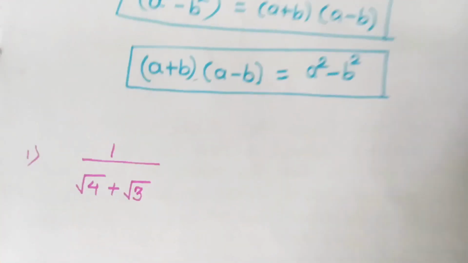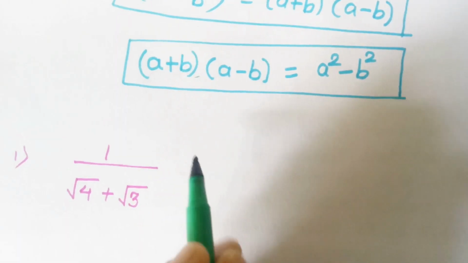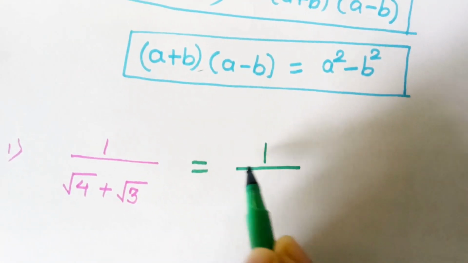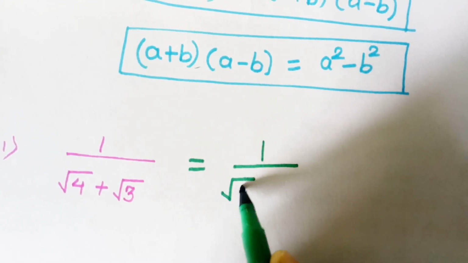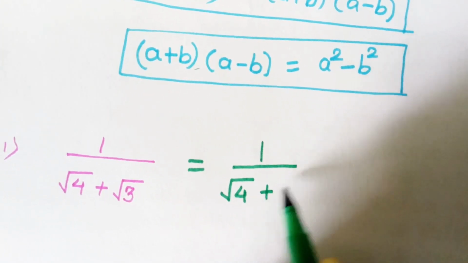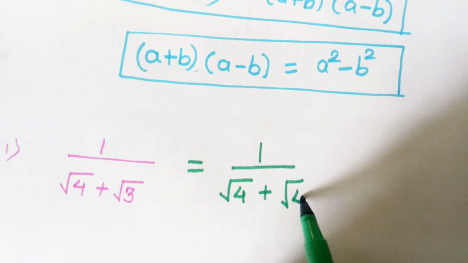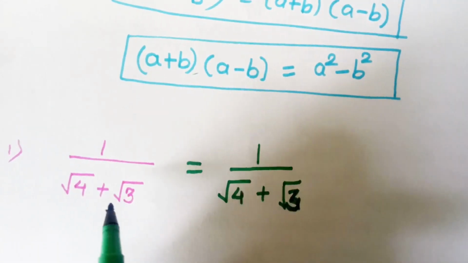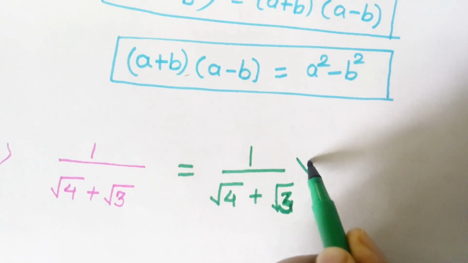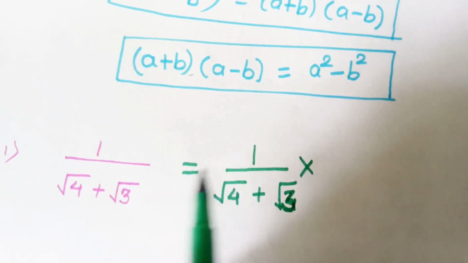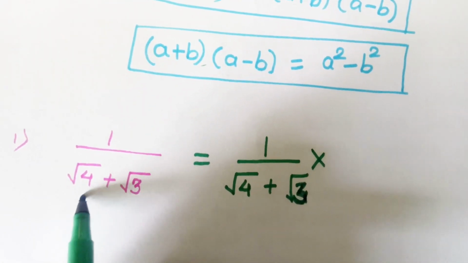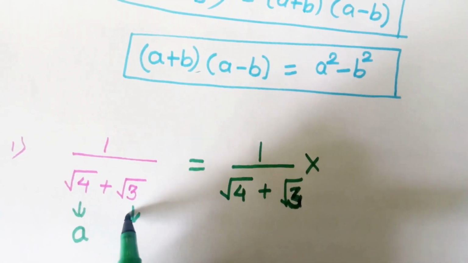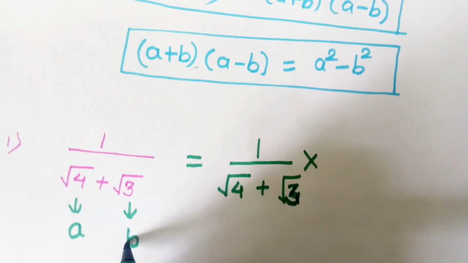So to rationalize this term, we use this formula and we apply here: equals 1 upon, here we write the first term as it is, our given question is as it is, that is 1 upon under root of 4 plus under root of 3. Now we have to multiply by the term a minus b. Here our a is the first term, under root of 4, and the second term is under root of 3, that is b.